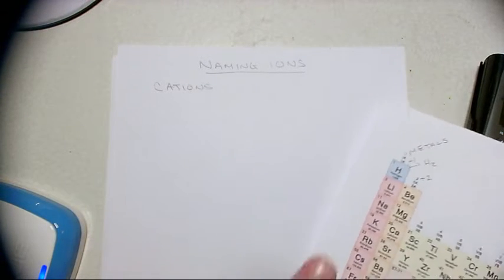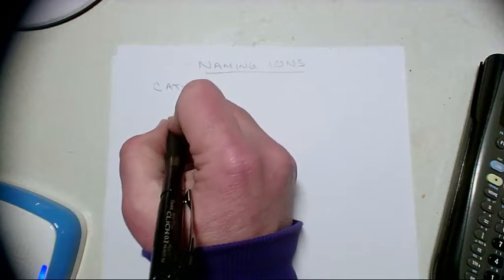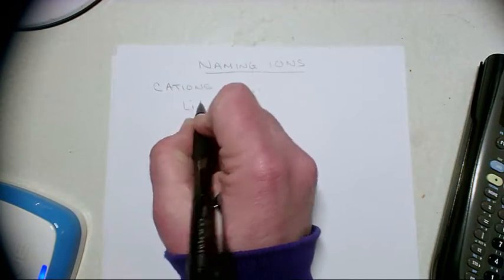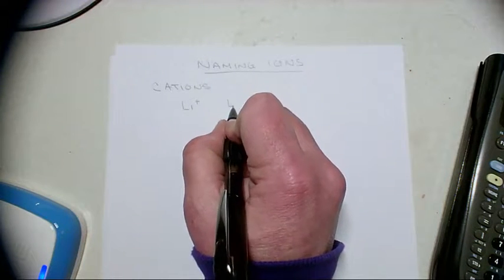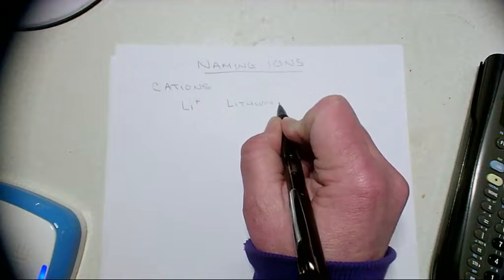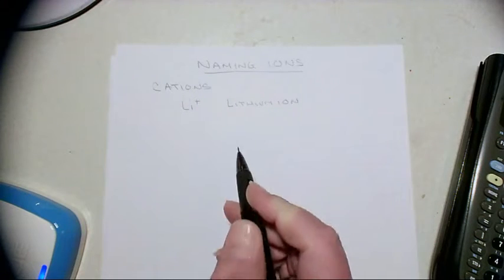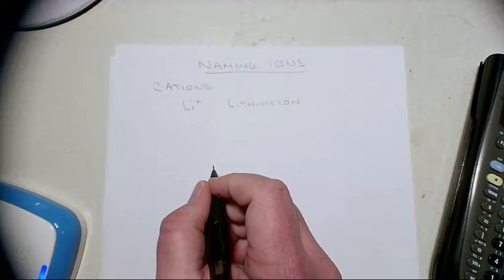So let's start with cations. The cations are so nice, especially when they are in the main group and not in the transition metal group. So lithium, for instance, has a +1 charge. The way we name that is just lithium ion. And this would all be lowercase. I apologize for always writing in capital letters.